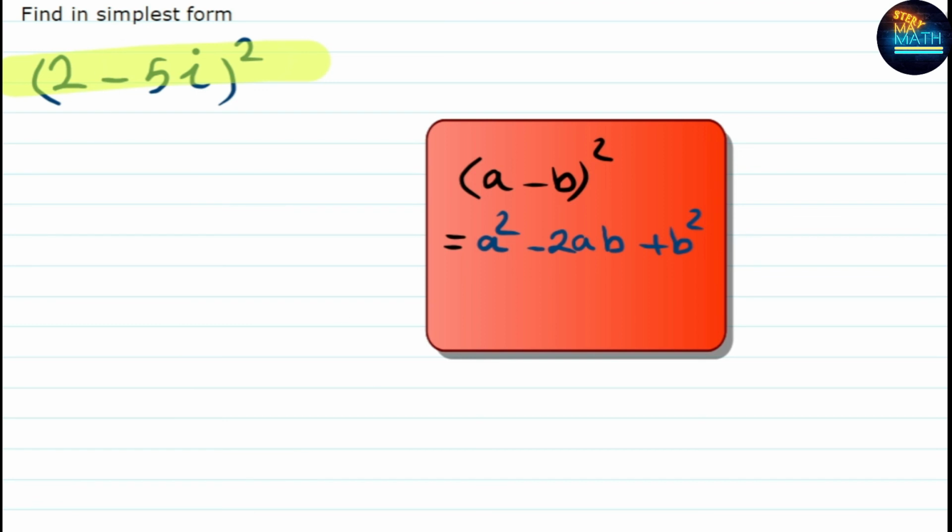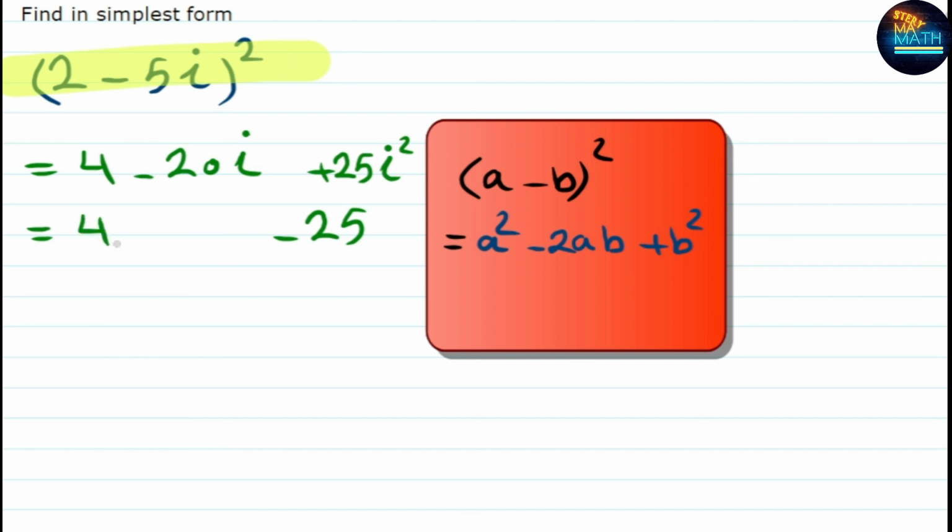The first term by itself, so 2 times 2 is 4. And the second term by itself, so negative 5i times negative 5i is positive 25i squared. All right. And the term in the middle, you multiply the first term by the second term by 2. So 2 times negative 5i is negative 10i, and times 2 is negative 20i. Here i squared is negative 1. Of course, you memorize that. So 25 multiplied by negative 1 is negative 25.